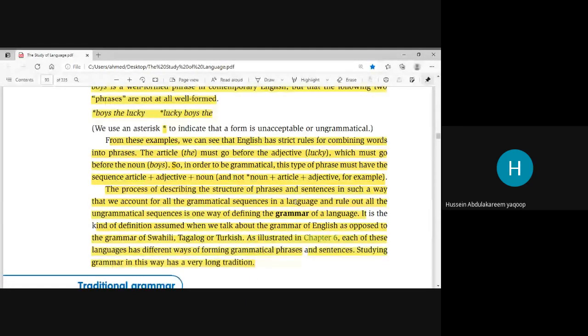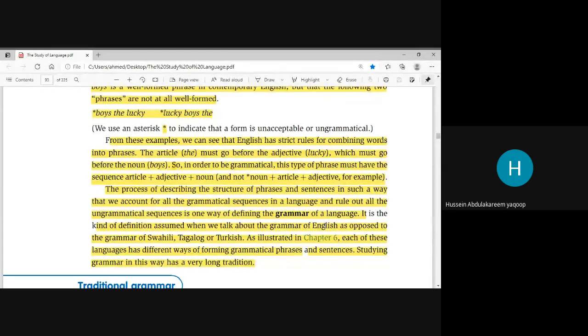Which means that all languages have some rules, as one of you said, I guess Saba, if I'm not mistaken, or Noor said, that we have some rules and restrictions that govern the language, التي تحكم التي تسيطر على اللغة, and rule out all the ungrammatical sequences. So if we have some arbitrarily put words, not in the right sequence, with the labels of grammar as components, we can rearrange the words grammatically. This is one way of defining grammar. So this is very important to understand what the meaning of grammar is. It's the kind of definition assumed when we talk about the grammar of English.